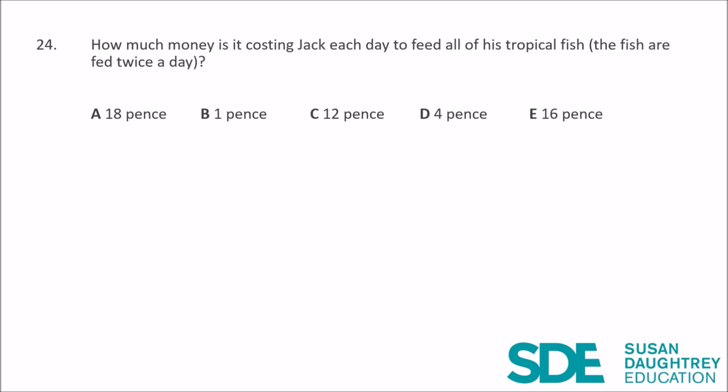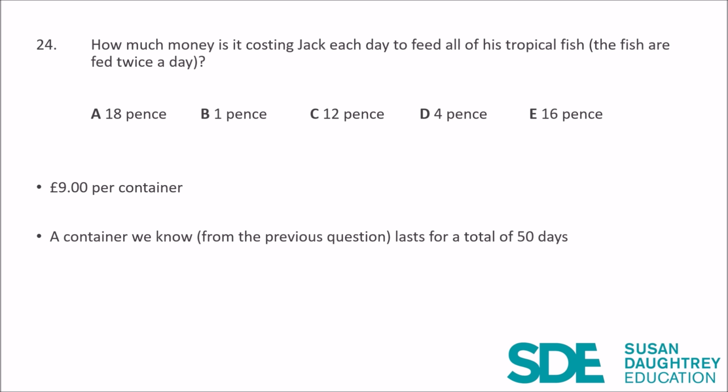How much money is it costing Jack each day to feed all his tropical fish? The fish are fed twice a day. Well, each container costs £9. A container, we know from the previous question, lasts for a total of 50 days. So all we do is we take the £9 and we divide it by 50, and it will tell us that he is spending 18 pence per day to feed his fish. Answer A.